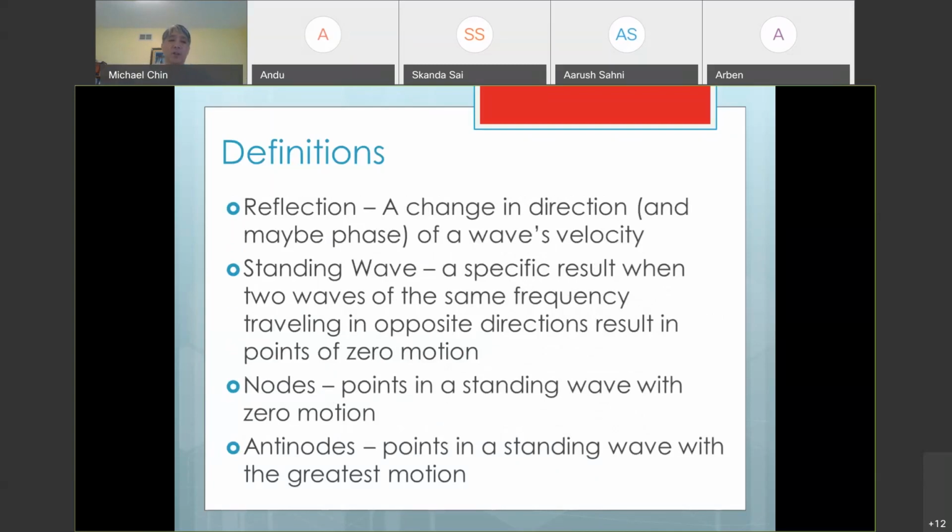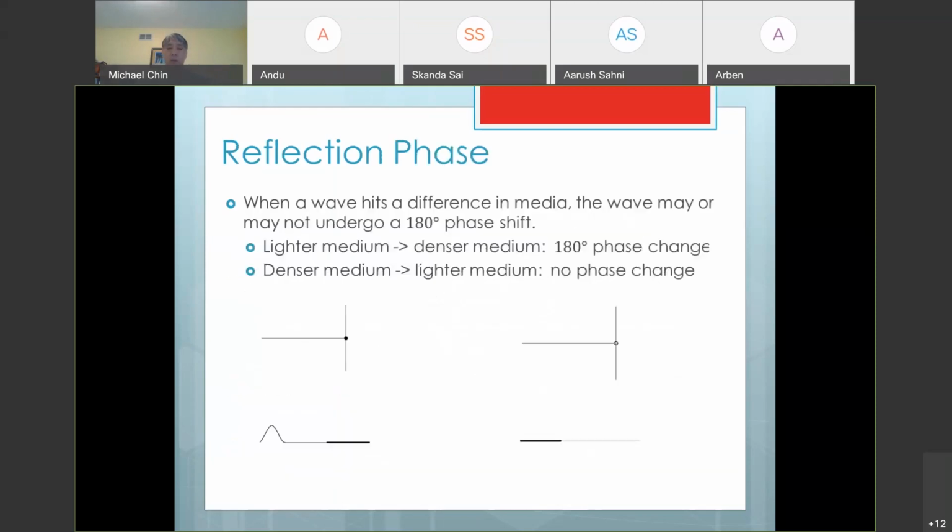The only other definition you'll need here is reflection, and reflection does two things. Primarily it changes direction. But there are situations where it will also change the phase of the reflected wave compared to the incoming wave. So talking about that reflection and the phase, why and when does it change phase? It changes phase 180 degrees. There's nothing else. It's either 0 or 180.